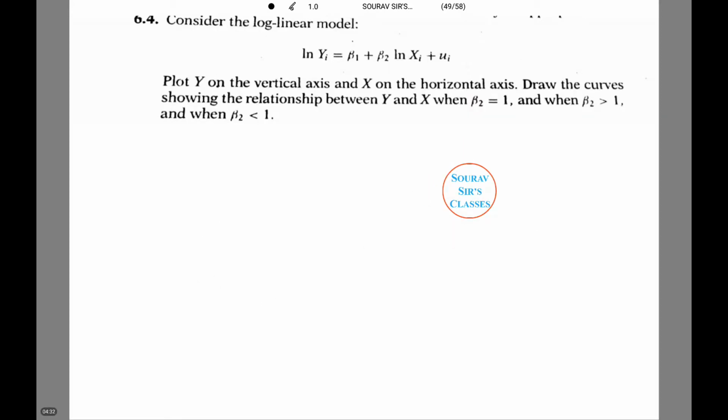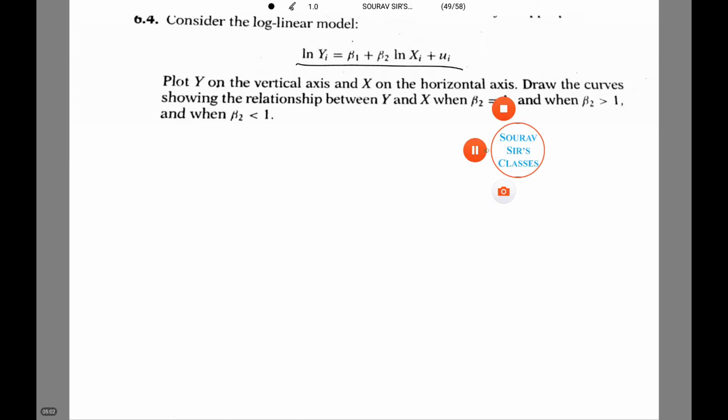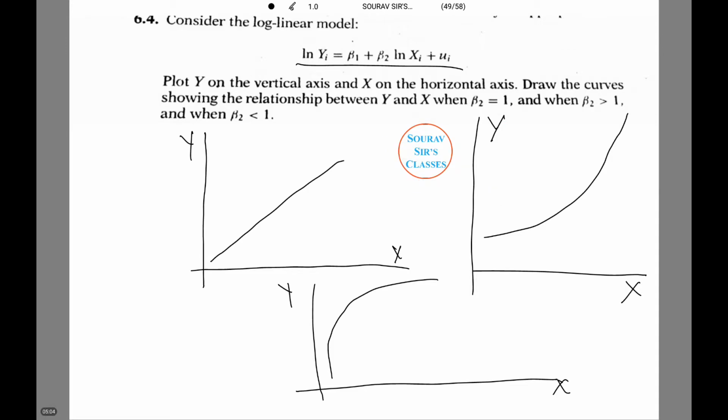Now we have a graphical question. We consider the log linear model ln yi equals to beta 1 plus beta 2 ln xi plus ui. We have to plot y on vertical axis and x on the horizontal axis. We have to draw the curves showing the relationship between y and x when beta 2 equals to 1, beta 2 is greater than 1 and beta 2 is less than 1. Notice from the equation beta 2 is the slope of our equation. Let's see. These are the three cases.